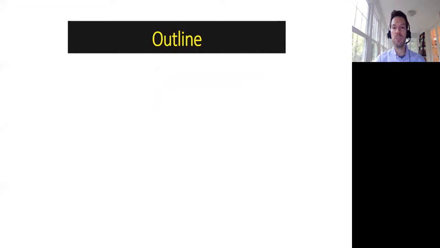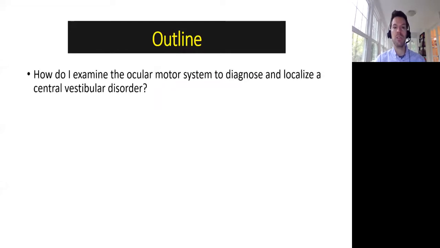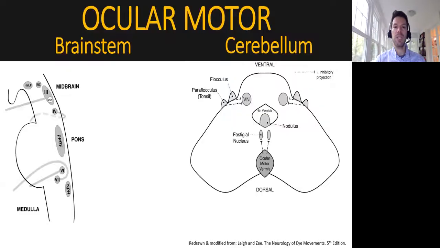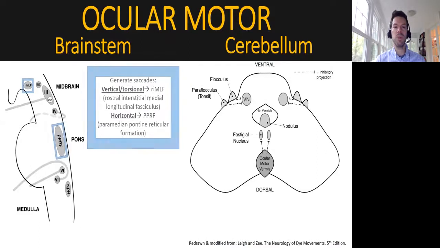Okay, so for this part A talk, we're really just going to talk about the ocular motor system. Why is it important to do a comprehensive ocular motor exam to diagnose and localize where the problem is? Is this central? Is this peripheral? So how do you examine the ocular motor system? First, you have to know a little bit about the eye movement machinery, which mainly lives in the brainstem. The cerebellum mainly is responsible for fine tuning of these movements.